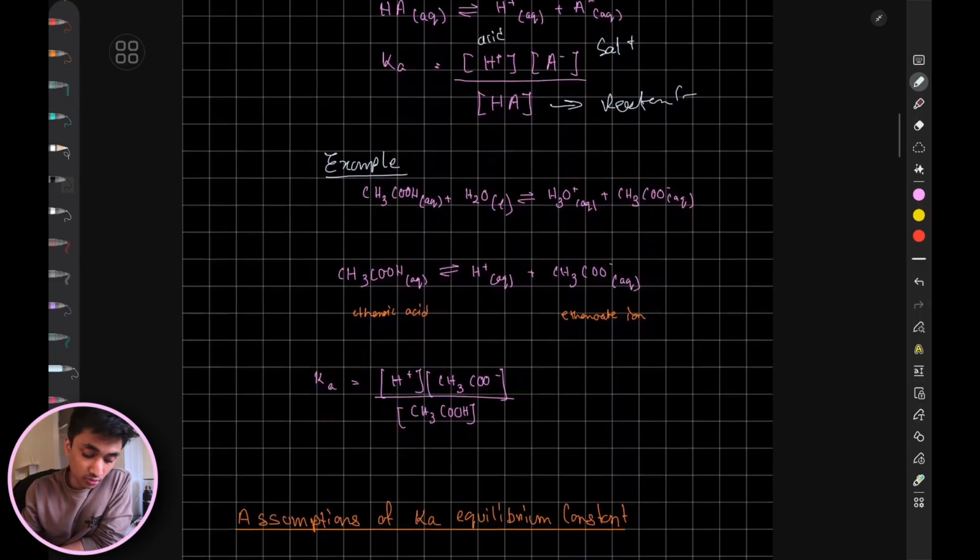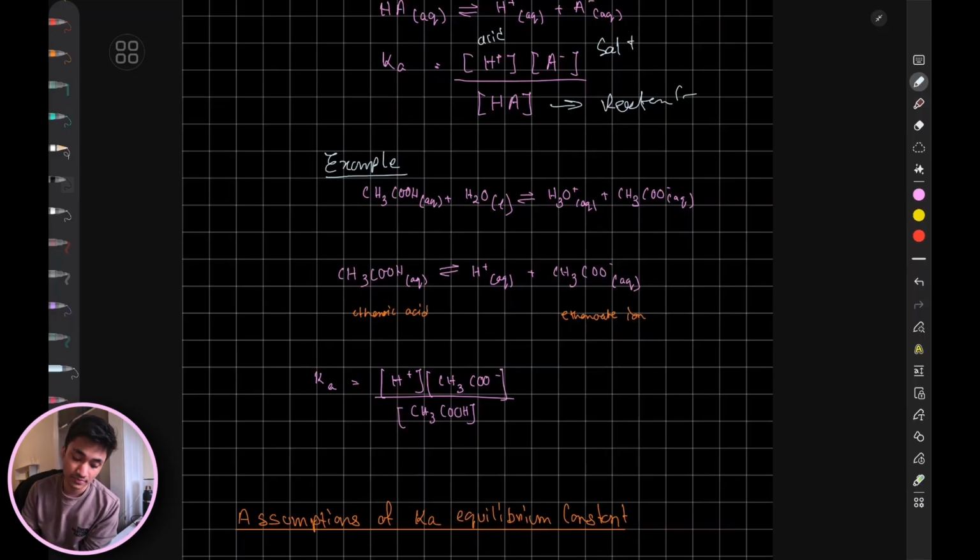Let's take an example to visualize this. CH3COOH and H2O, so ethanoic acid, breaks down and forms H3O plus and CH3COO minus. Good. So at the end of the day, what you're left with is, you can take certain things out of the equation that you don't need.